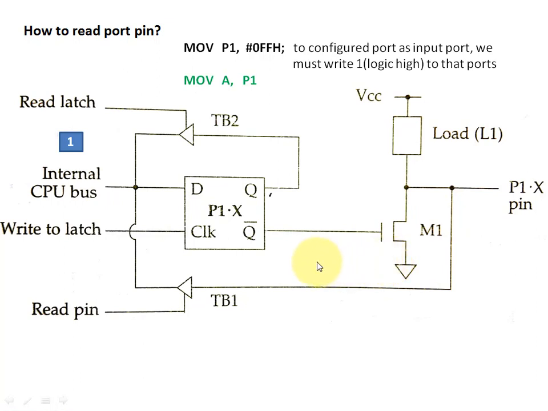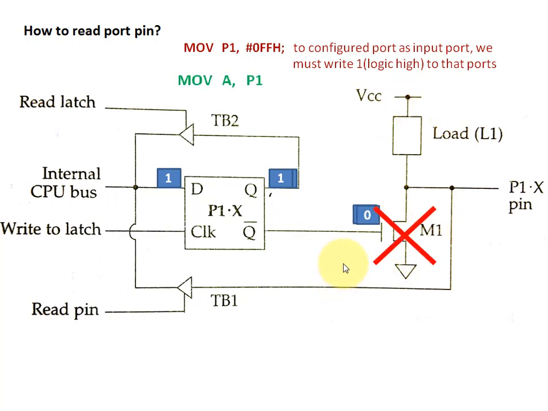Okay, now let's see in animation. Whenever the first instruction gets executed, the MOSFET of the driver circuitry goes off, and hence whatever may be the status on the port pin, it will come here.